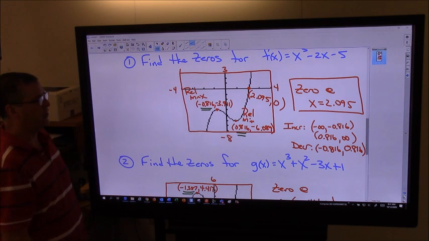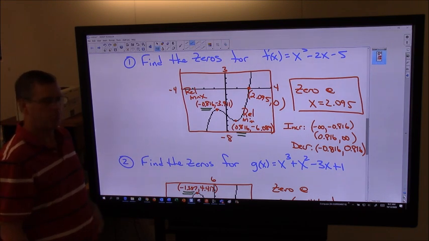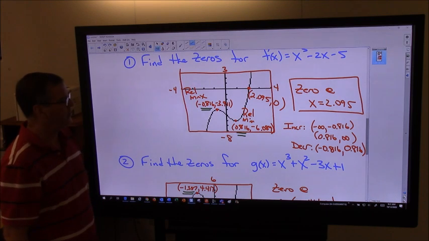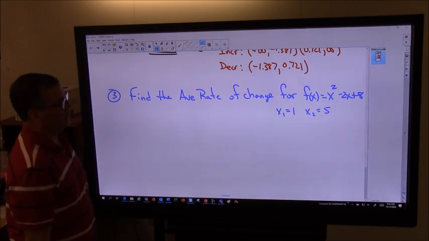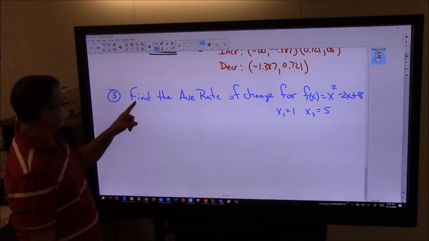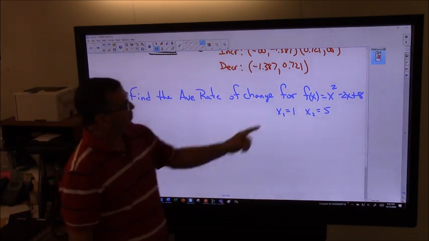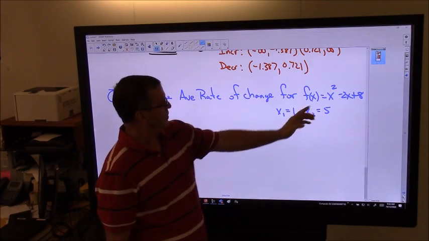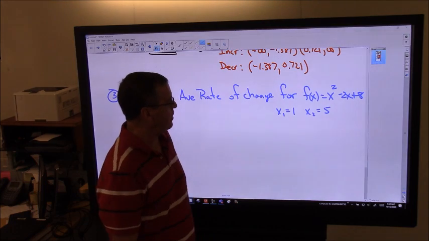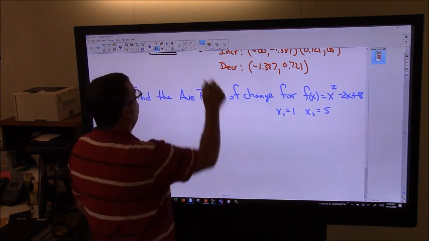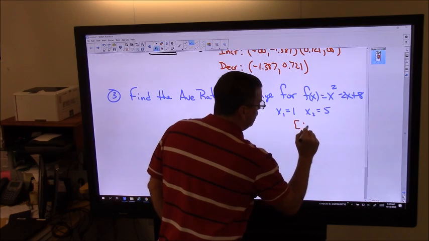These are all things that we're going to get asked to do today with our graphing calculator, okay? This is primarily a graphing calculator assignment. All right, so the other thing that we're going to get asked to do today is they're going to ask us to find the average rate of change for this function between my first x value of 1 and my second x value of 5. Really, this is kind of like saying on the interval 1 to 5.